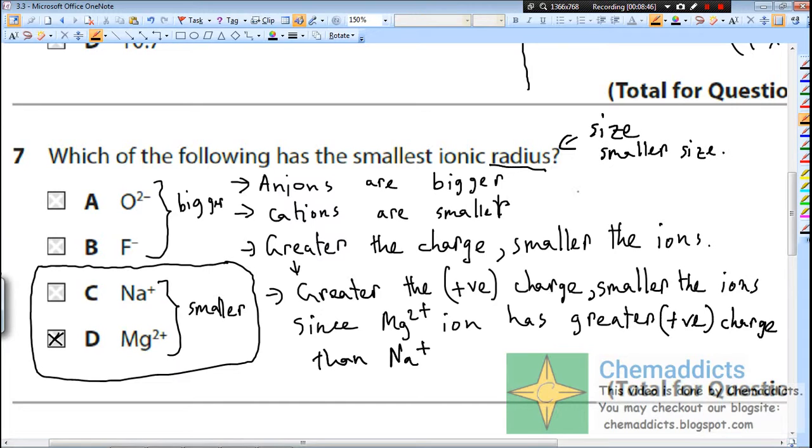Okay, so this is how it should be. I hope that you have understood the question as well as the solution.